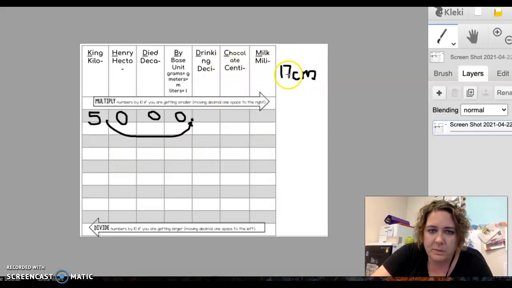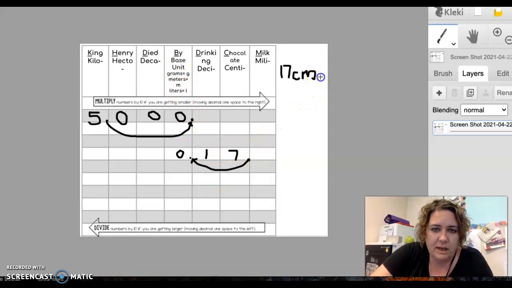And how I write it is my 7, or my last digit, goes in the centimeters. And that's right here, centi, right? So I'm going to put my 7 here and my 1 here. So now I have 17 centimeters, right? There's my decimal. Now I want to know how many base units, and this is where my base unit is. So I am going to actually move my decimal over here, and I actually have, right there, 0 and 17 hundredths of a meter.